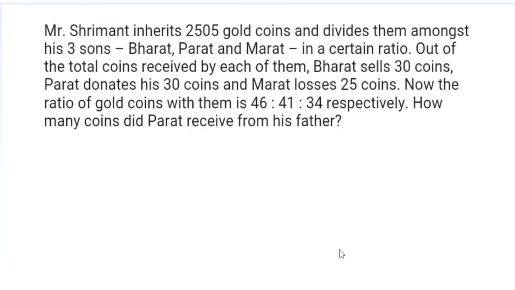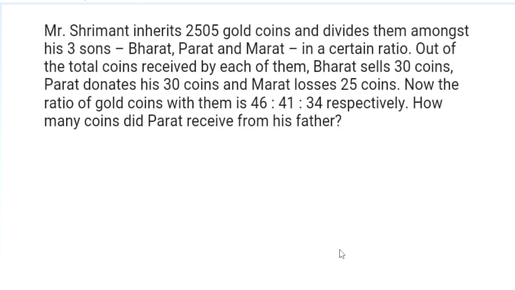Interesting question here. Mr. Sriman inherits 2,505 gold coins and divides them amongst his 3 sons, Bharat, and Marat, in a certain ratio. Out of the total coins received by each of them, Bharat donates his 30 coins and Marat loses 25 coins. Now the ratio of the gold coins with them is 46 is to 41 is to 34. So how many coins did Bharat receive from his father?